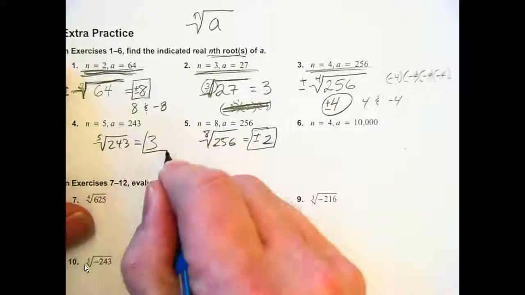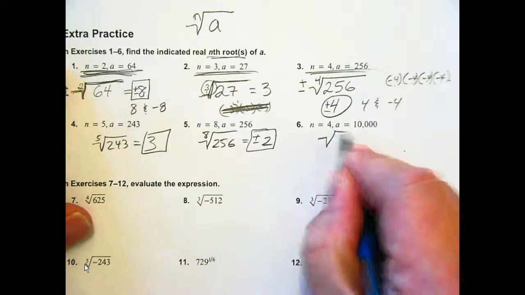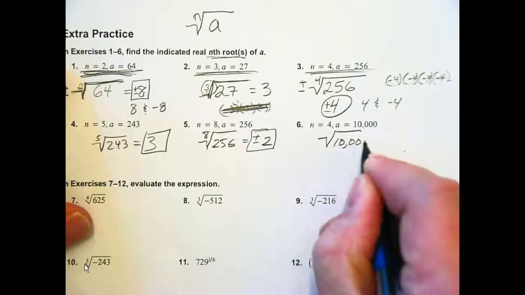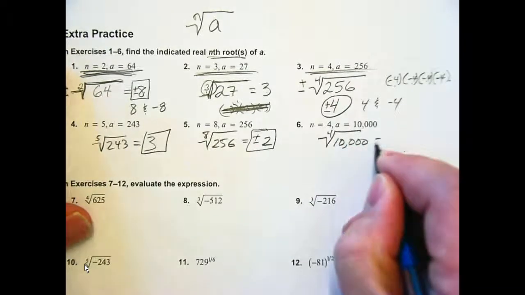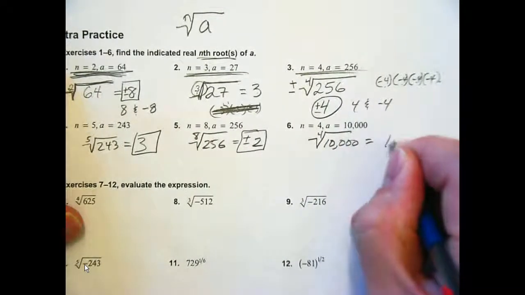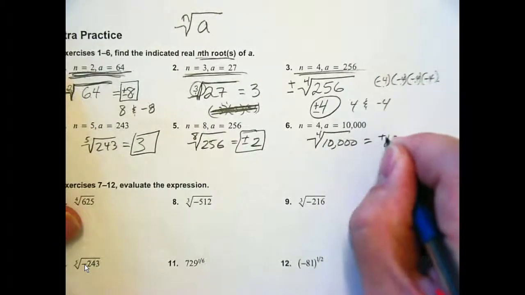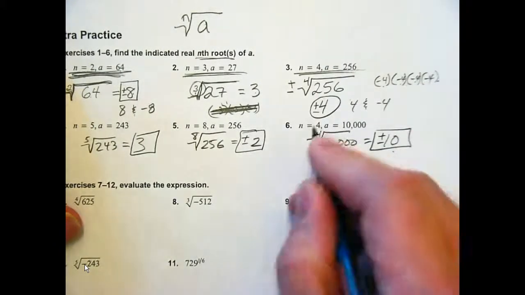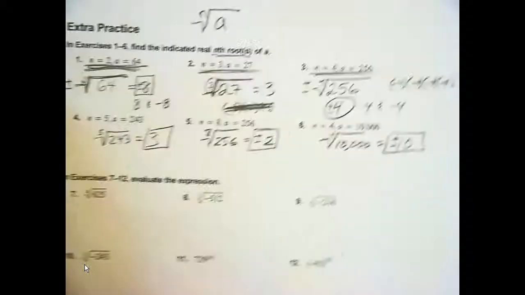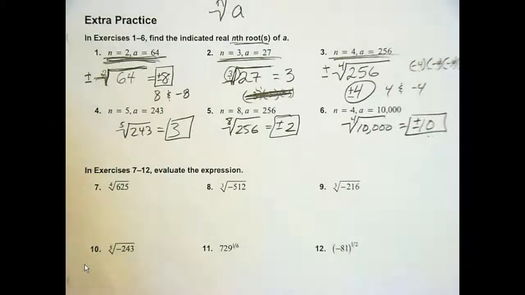Very good. And 10,000. That's a lot. 4th root of 10,000? 10. Do we need plus minus? Yes. Got an even index there. Very well done. Okay. Any questions there?